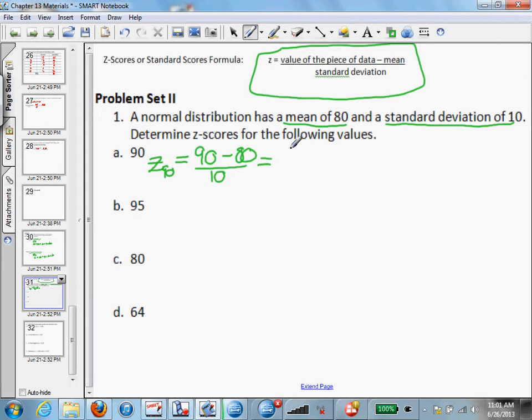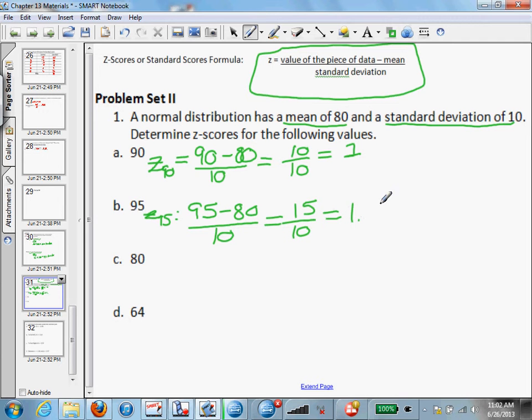So 90 minus 80 is 10. Keep your division of 10. 10 divided by 10 is just 1. To continue this pattern, let's use our formula for z of 95. So z of 95 is 95 minus 80 divided by 10. So 95 subtracting 80 is 15. Divided by 10 yields the answer 1.5.